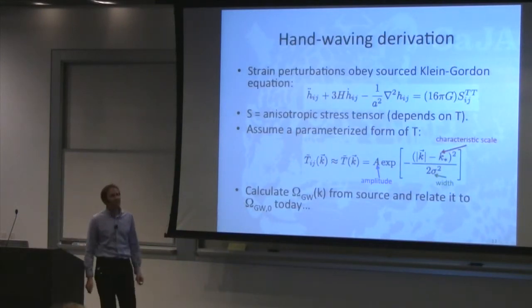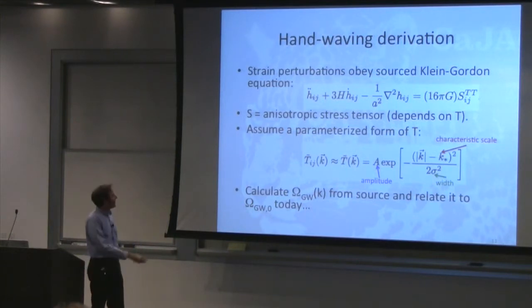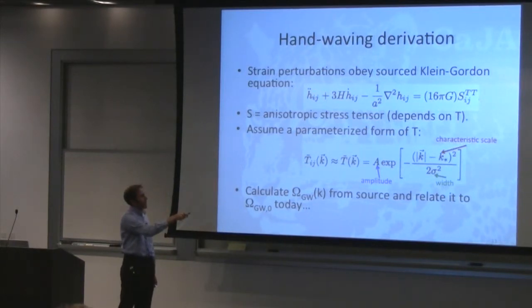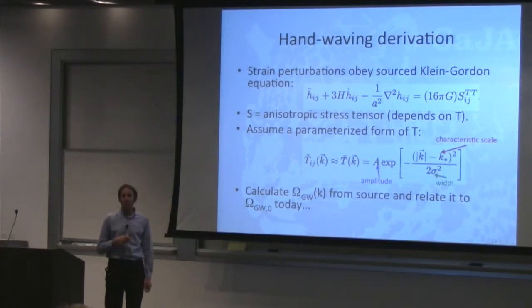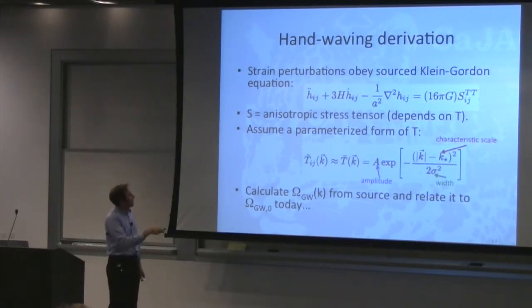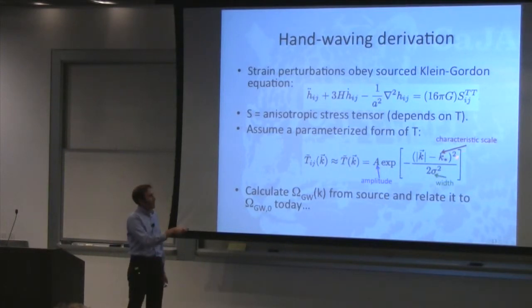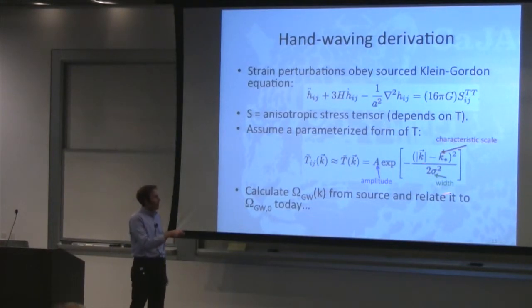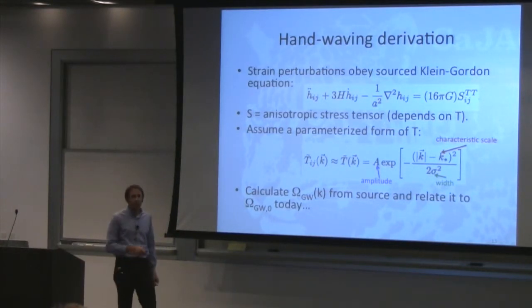And I'll spare you the full derivation, but just show you the hand-waving highlight reel. You begin with this source wave equation, where the strain perturbations that we're trying to measure on this side are sourced by this quantity S, which is the anisotropic stress tensor. And that in turn depends on T, which is the regular stress-energy tensor. And we're going to assume this parameterized form of T. So we're going to assume that it's Gaussian peaked, and it has a peak value of k star, which is our characteristic scale for our toy model. And then we're going to assume it has some width, sigma.